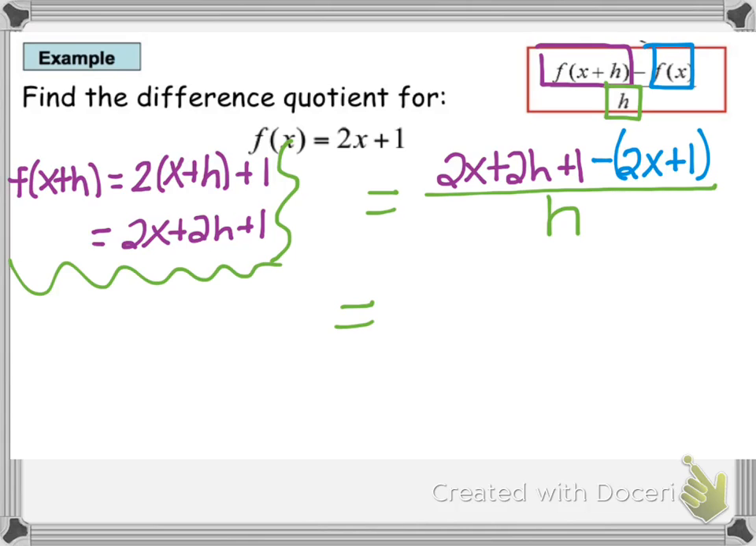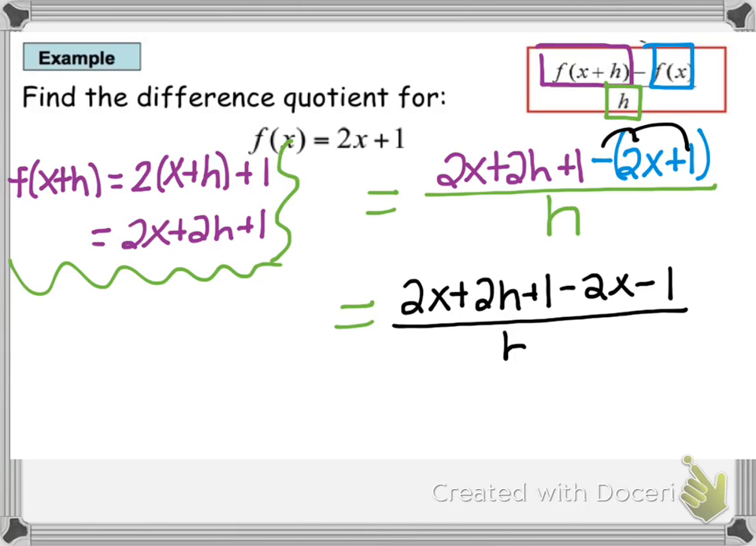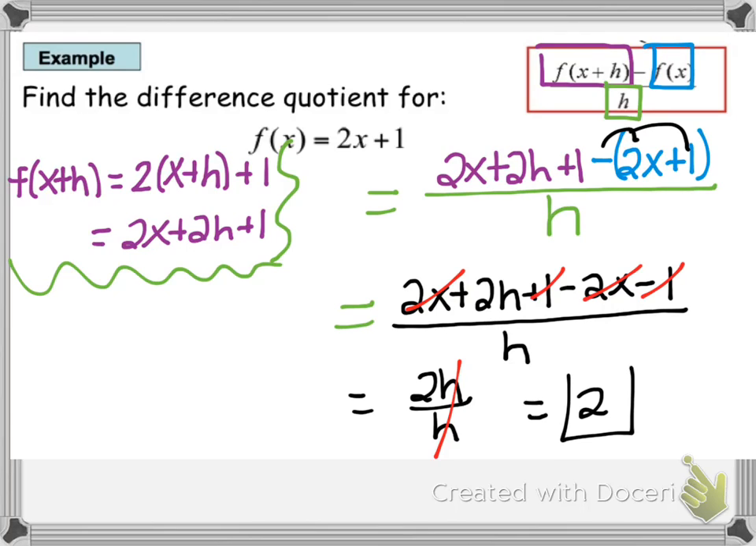The next step would be to distribute our negative sign. So when I do that, we have 2x plus 2h plus 1 minus 2x and minus 1 when I distribute the negative, and then that whole thing will end up being divided by an h. If I try to do some simplifying on the top, I can see that my 2x's cancel out and so do my 1's. So it looks like the only thing on top we're left with is 2h divided by h. Using our basic rules of algebra, we can see here that those h's cancel out. So our final answer to the difference quotient here is 2.